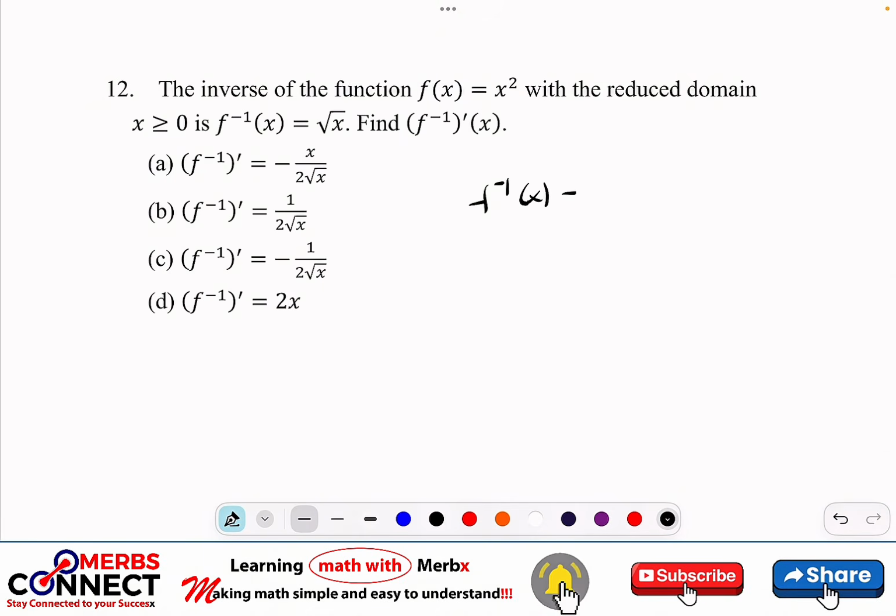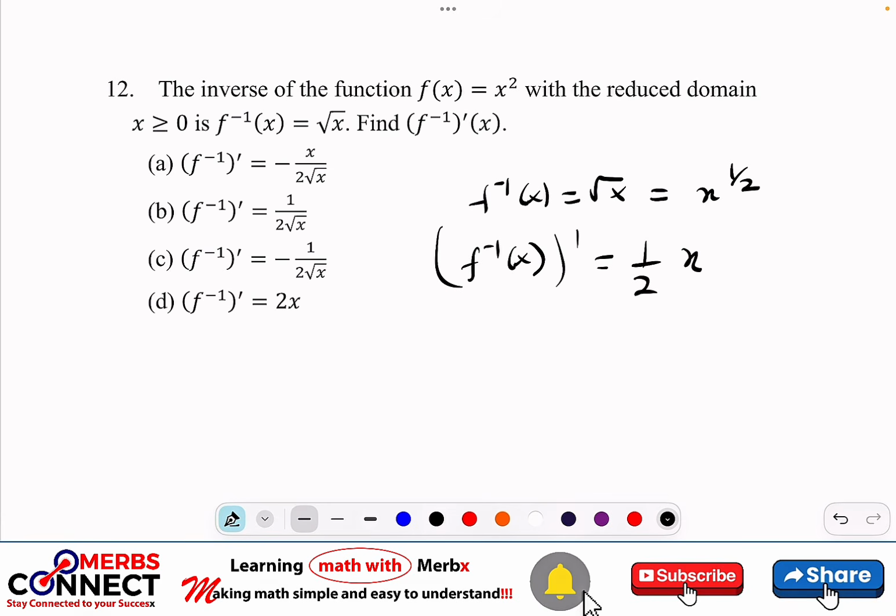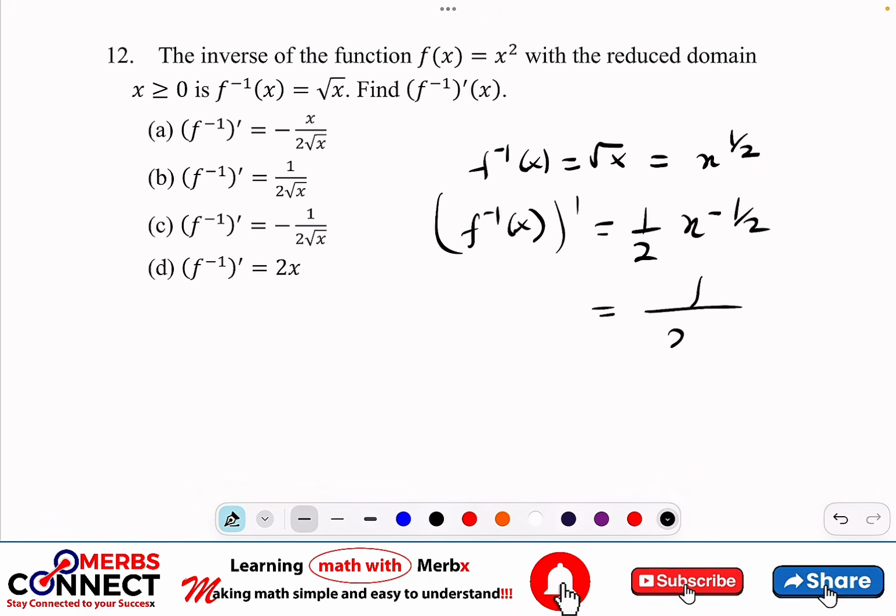So I have f inverse of x is equal to square root of x. This is the same as x to the power 1 over 2. So f inverse prime is going to be 1 over 2 drops down, minus 1 over 2 when I subtract 1. So this is the same as 1 over 2 x to the power minus 1 over 2, which is the same as 1 over 2 square root of x, which is b.